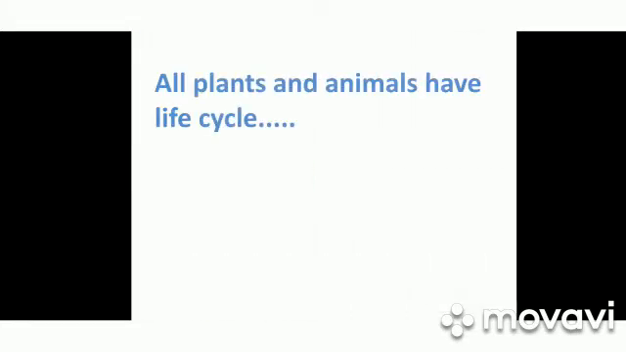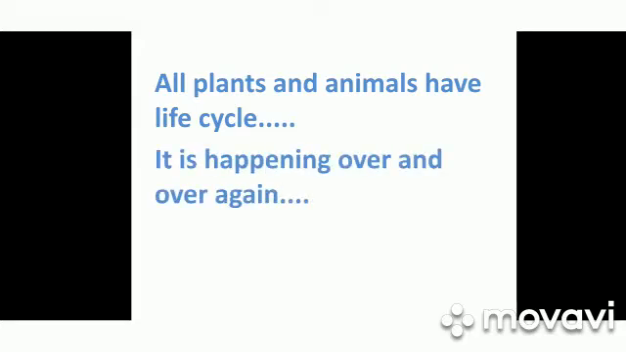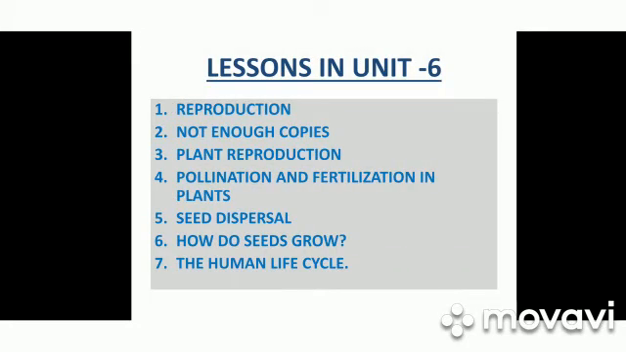So all plants and animals have a life cycle. It is happening over and over again. How? So this we will learn in detail in our lessons, and we have 7 lessons in our unit. They are reproduction, making copies, plant reproduction, pollination and fertilization in plants, seed dispersal, how do seeds grow, and the human life cycle.